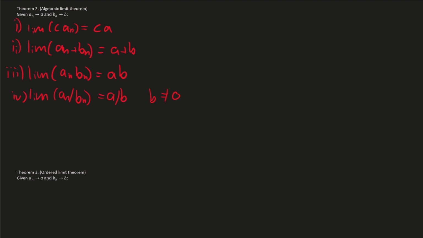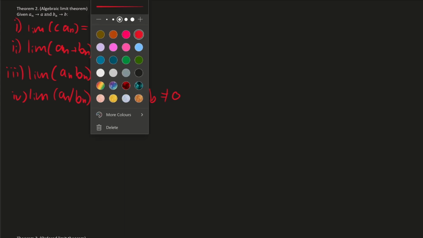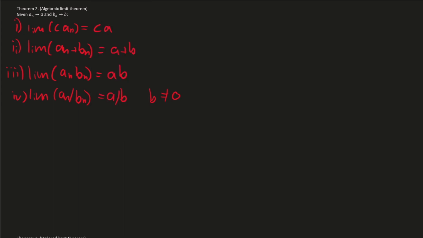Basic algebra. Algebraic properties, not algebra as in abstract algebra, algebra as in addition, multiplication, stuff like that. And that's really nice, because that means if we've got two sequences and we know what they converge to, then we can figure out what their sum or their product or their quotient or their difference converges to. Essentially, there are differences in these proofs. I'll prove the first one, but they are essentially just the same thing.